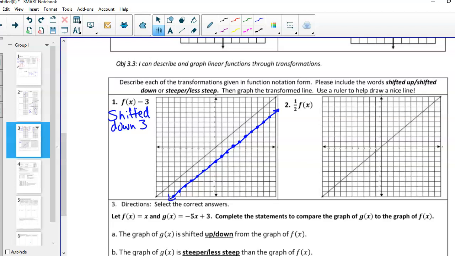Did your slope change? No. And that's because this was shifted down. Anytime it's shifted down, your y-intercept changes, not your slope. So that's not something we have to write there. It's just something to keep in mind, that your y-intercept changed, not your slope.